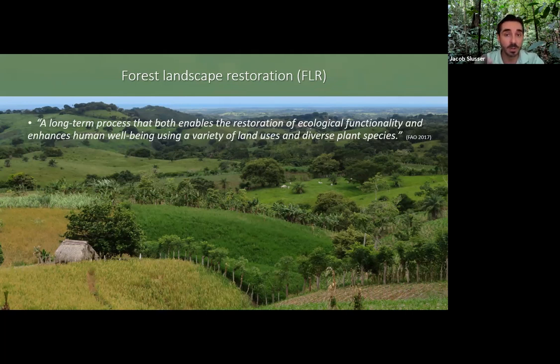And many of us know this as forest landscape restoration, or FLR, which recognizes the need to restore the entire landscape as a long-term process that both enables the restoration of ecological functionality and enhances human well-being using a variety of land use and diverse plant species.